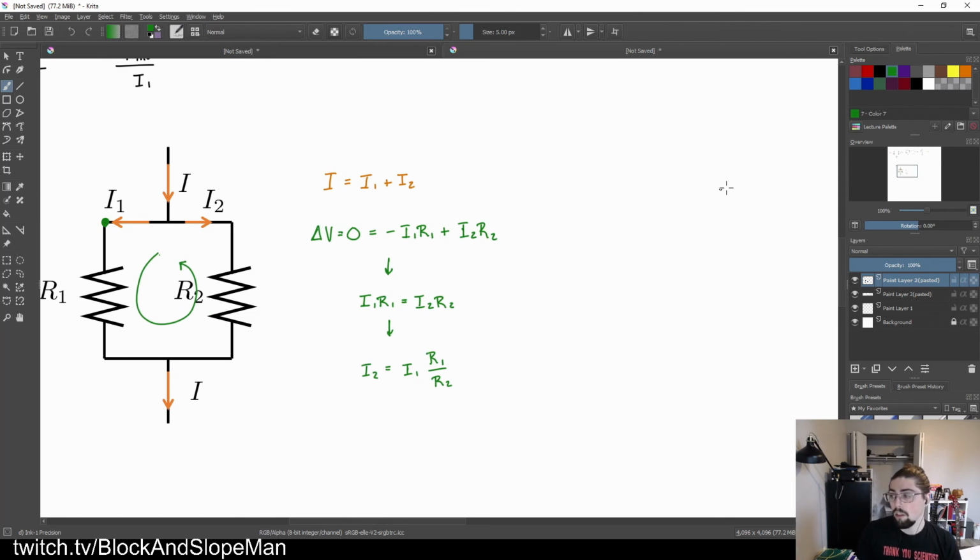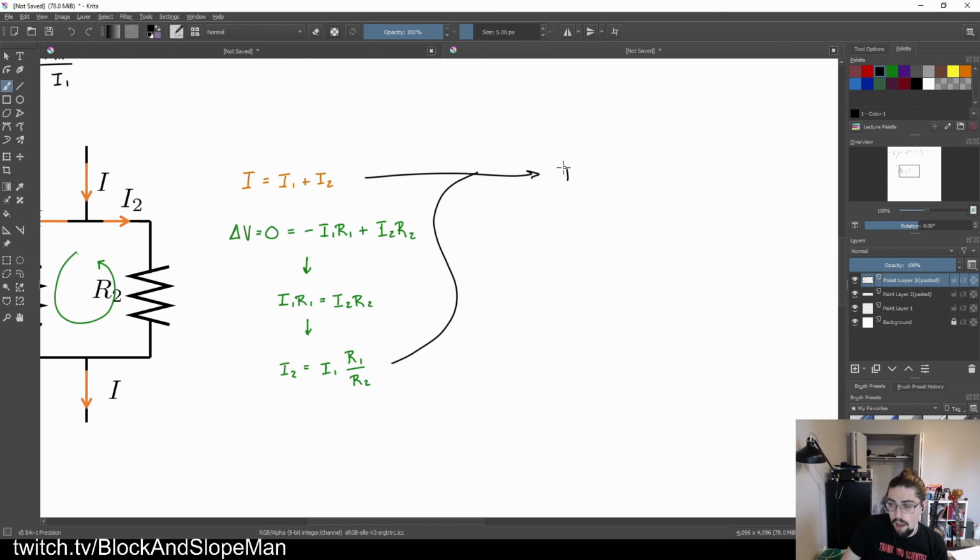So let's take this and plug these two in together. Something like that. And now we're going to say that I is equal to I1 plus my replacement for I2. Pull out the I1. Divide over these other constants. And I love this equation right here because this is going to tell us the exact same thing again.